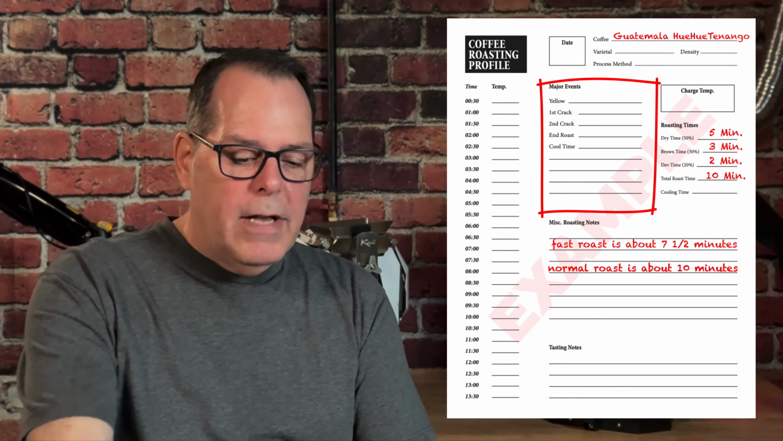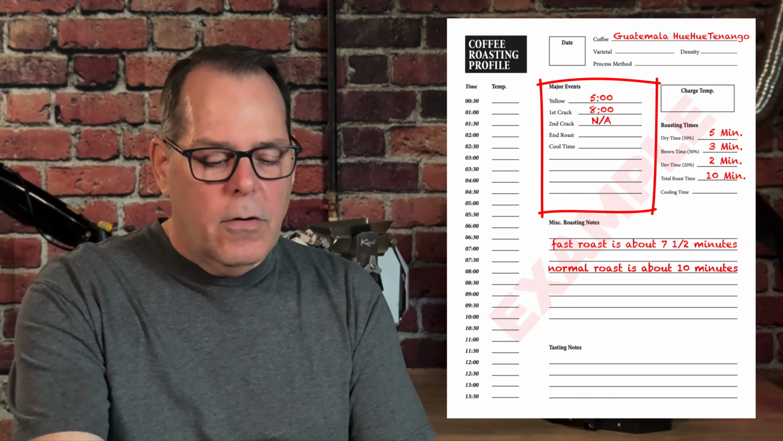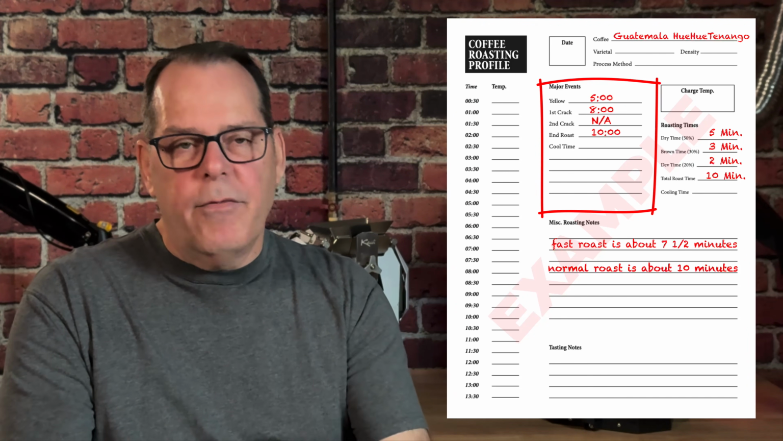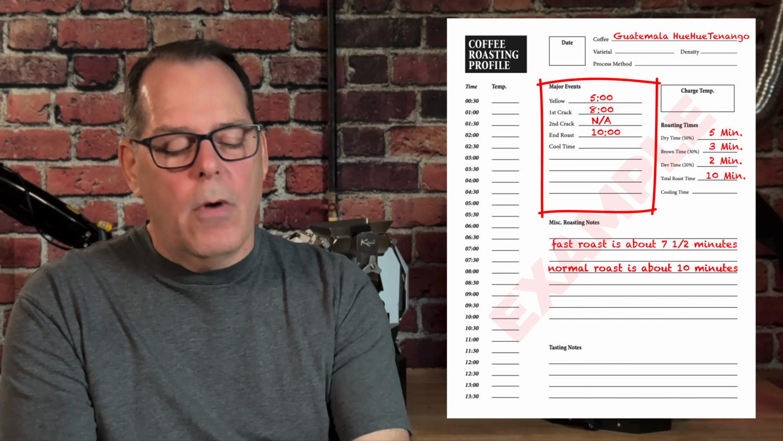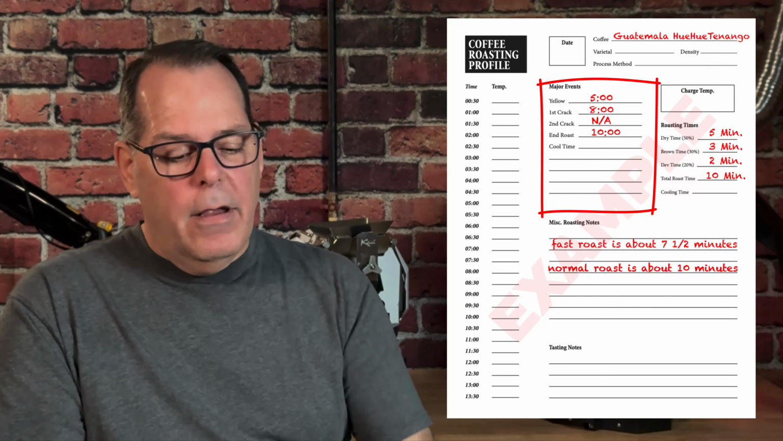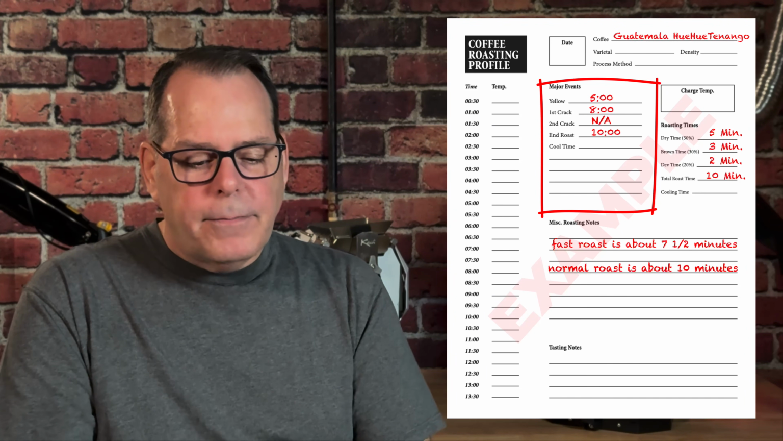Also, under the major events, if you want, it's kind of similar, but yet it's different. Write down what time you get to yellow, what time you get to first crack, what time you get to second crack, and what time you end the roast. It's kind of the same, but it's a little different. We're breaking it out in phases over on the right, and we're just marking these events here in the major events section. And make a note of that.